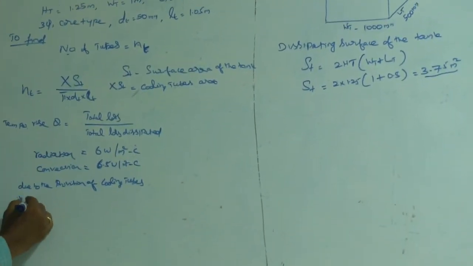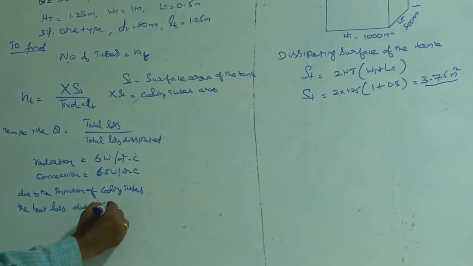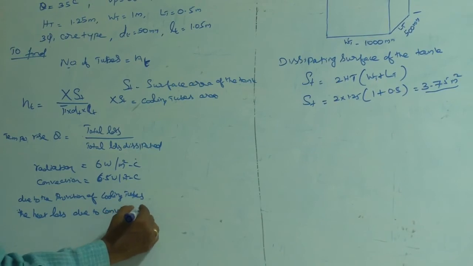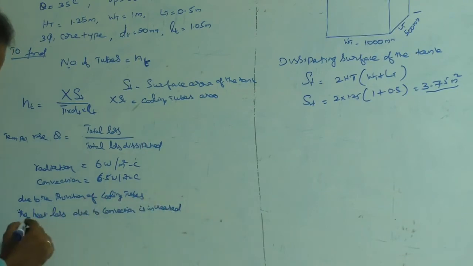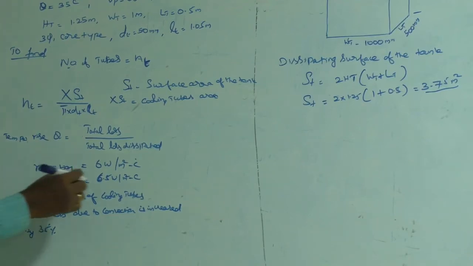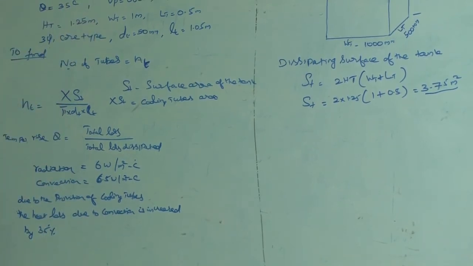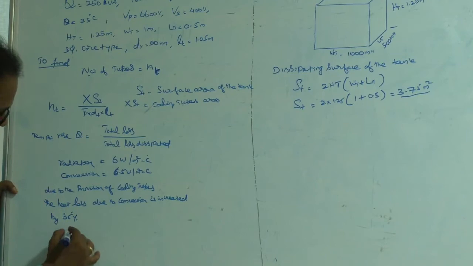the heat loss due to convection is increased by 35%. That is also they have given. In the problem they have given the increase in heat loss due to convection due to the presence of cooling tubes is 35%. Which means that for the surface area of the tank, you get heat loss due to area of the tank.